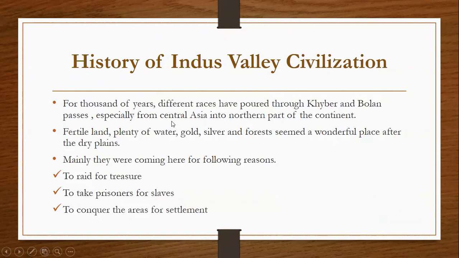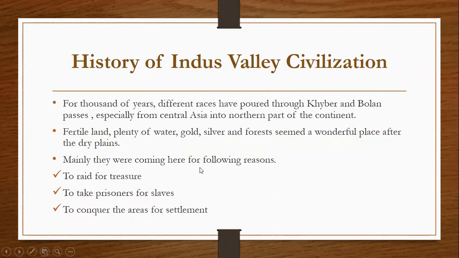Now you can think what things attracted these people. As they were from the dry plains, the fertile land of the northern part of the continent attracted them very much. There was plenty of water, there were gold and silver minerals, and forests as well. It seemed a wonderful place after the dry lands. Mainly they were coming here for the following reasons. One of the main reasons was there was fertile land, plenty of water, gold and silver, forest.